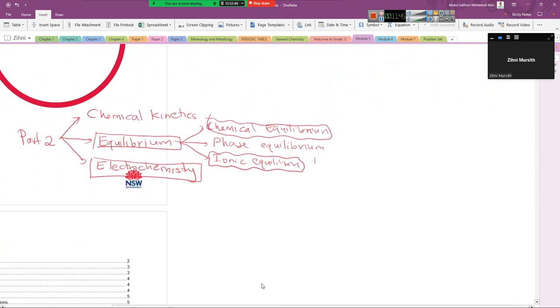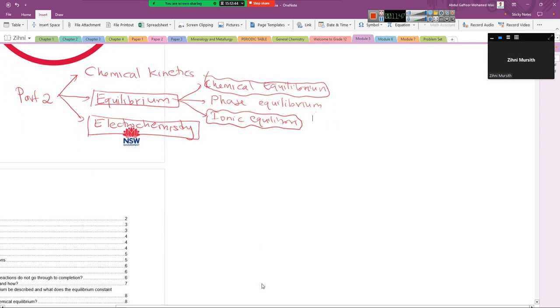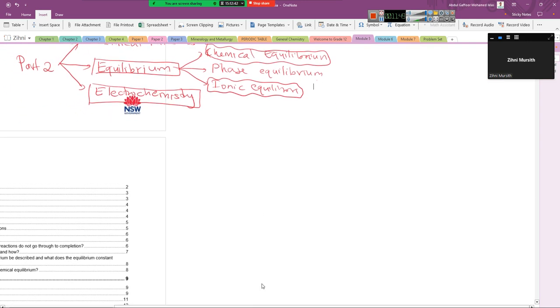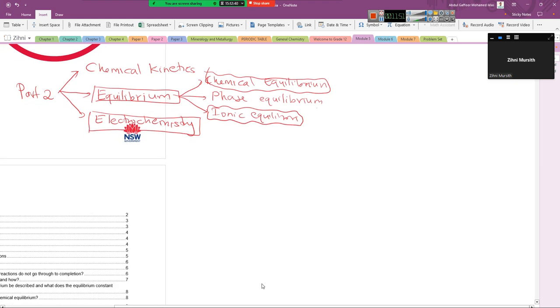Before we come to chemical equilibrium, we should have some understanding about chemical kinetics as well. So what do you understand by the term chemical kinetics? I'm not sure. Is that like the way chemical reactions change?